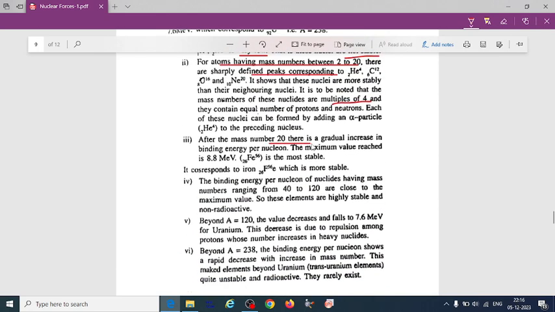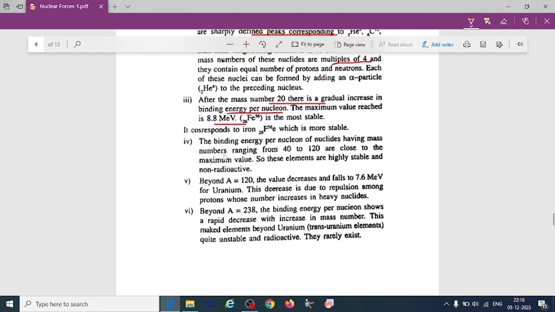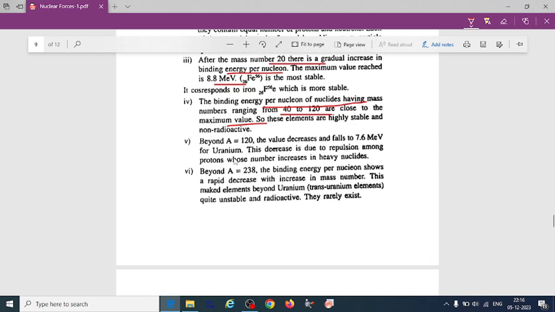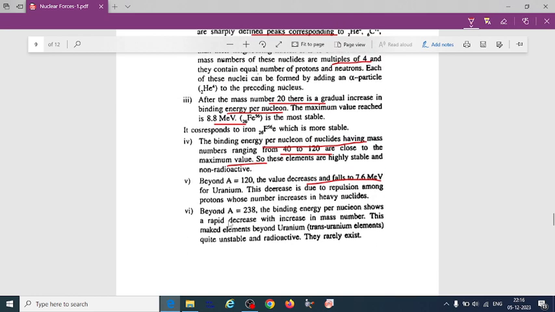After the mass number 20, there is a gradual increase in binding energy per nucleon up to 8.8 MeV, that is for iron. Then, for nuclei having mass numbers ranging from 40 to 120, the binding energy per nucleon is close to the maximum value. After that, the value decreases and falls to 7.6 mega electron volt, that is for mass number 238, that is uranium.